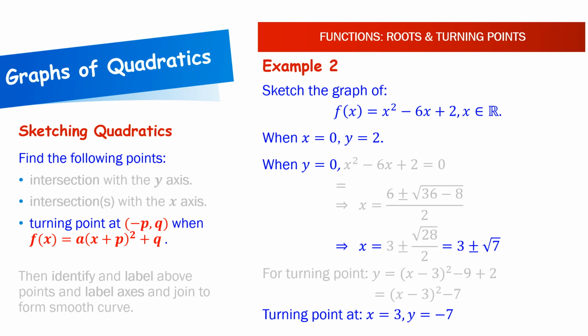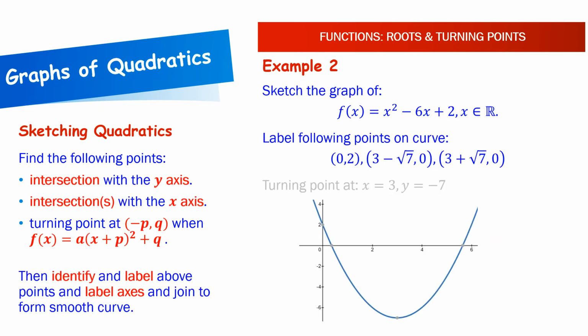So now we have the key points for our graph. Let's now put these points together and plot them. So 0, 2 goes here, 3 minus root 7, 0 goes here, and 3 plus root 7, 0 goes here. The turning point is at 3, minus 7, which is here. And so we have our curve.